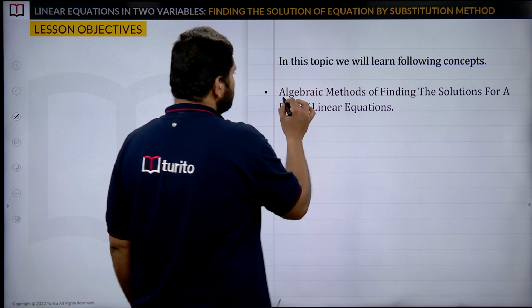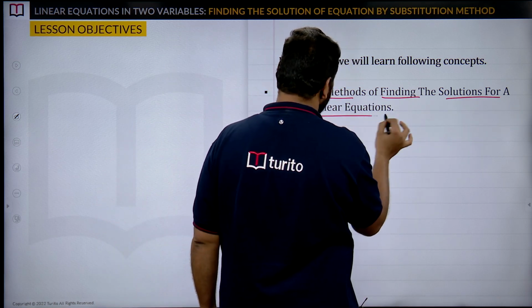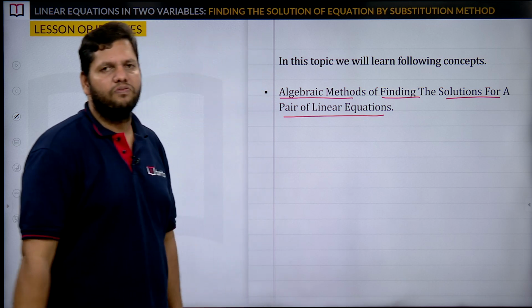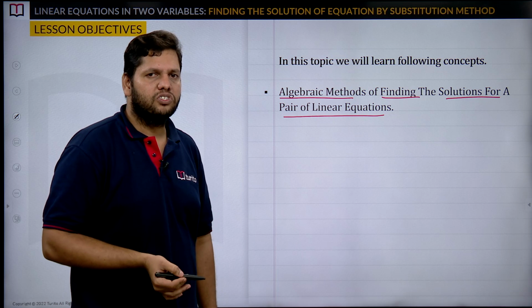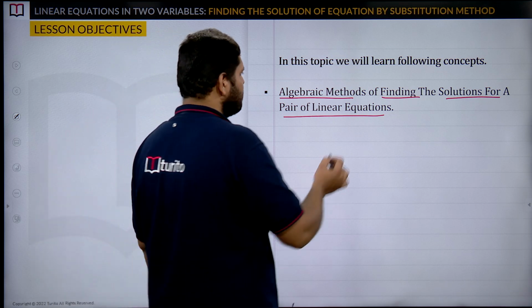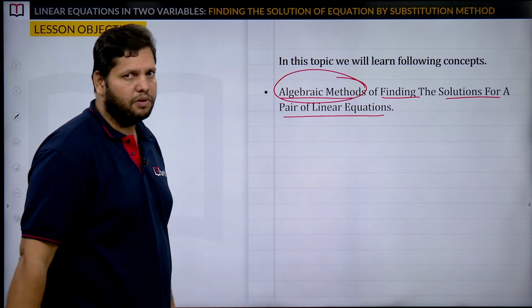See, algebraic methods of finding the solution of a pair of linear equations. I want to find the solution of a pair of linear equations. Which method? That is called the algebraic method. The total how many methods do we have? Let us see one by one.